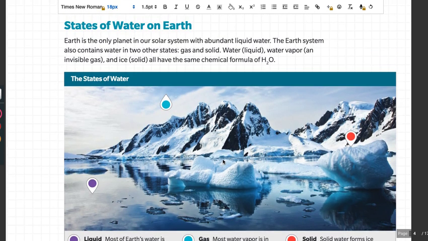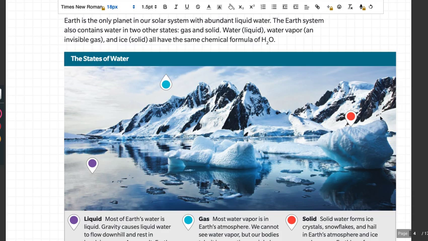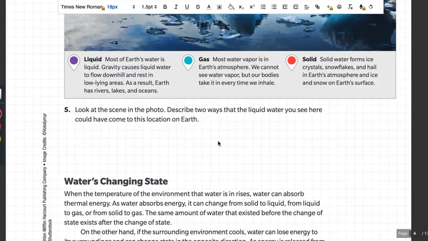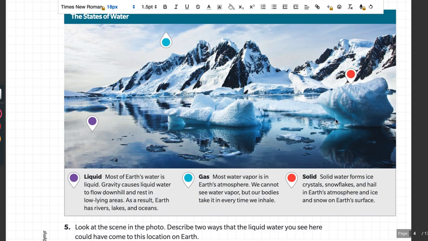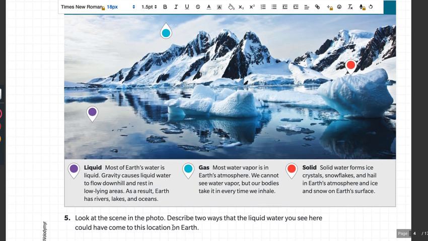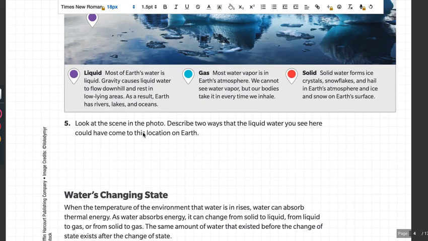Okay, states of water. This is discussing how there are 3 states of water that we experience on Earth: liquids down here, gases like in the atmosphere, or solids, frozen water that's in ice. Describe 2 ways that the liquid here could have come here from another location on Earth, or just how did it get here? Well, all the snow could have evaporated from anywhere on Earth, and then finally kind of snowed down here, and then the water could have cycled through currents in the ocean from another location. So there's 2 examples.